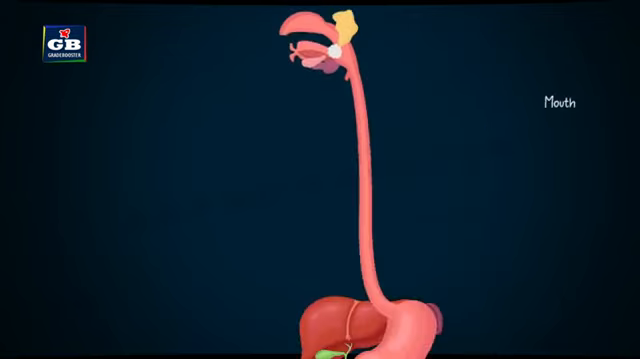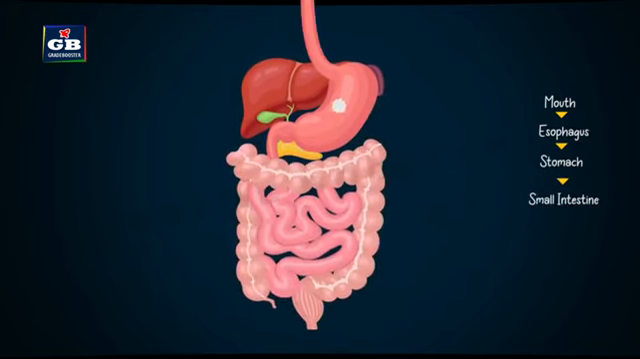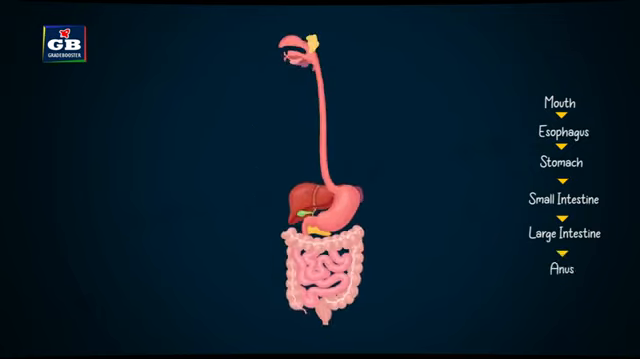The food enters the digestive system through the mouth, and then it passes down into the stomach through the esophagus. From the stomach, it passes to the small intestine. From there to the large intestine, and the undigested food is finally excreted through the anus. This is the flow of food in our digestive system.